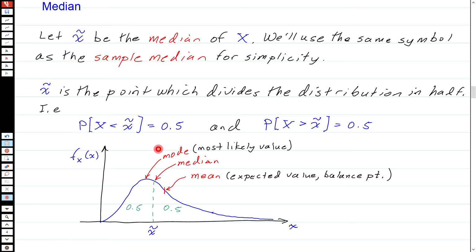In general, we can see something like this. If we have an unsymmetric distribution, this is actually a log normal distribution. The mode is the most likely point. The median is going to be a little bit to the right, and the mean is drawn even farther to the right because this distribution has a long tail that extends off to infinity, so the balance point is pulled to the right.